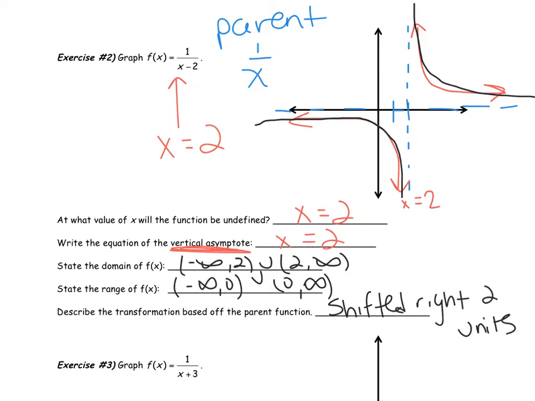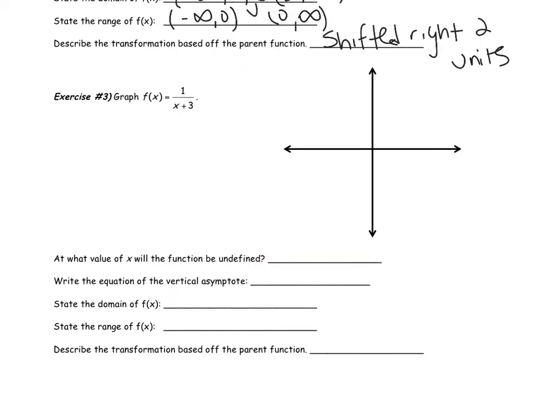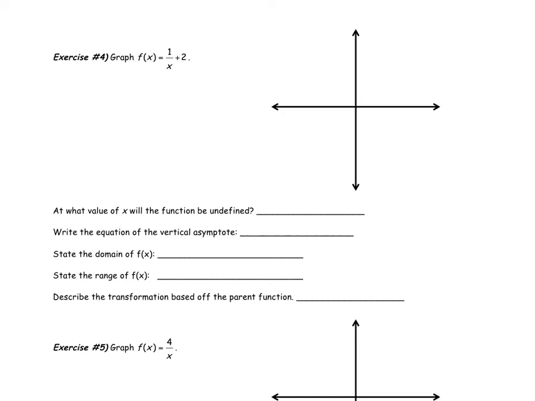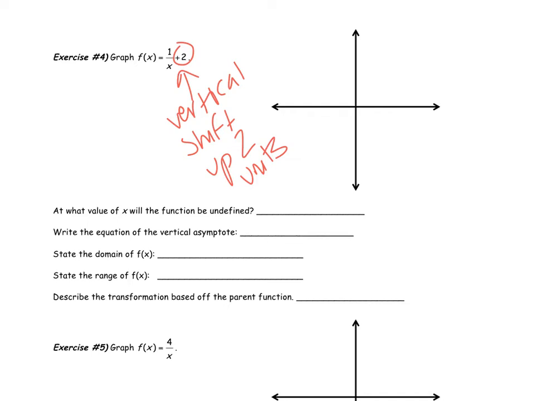All right, let's move on. I'm going to skip exercise 3 just because it's very similar to exercise 2. In exercise 3, now this is shifted to the left 3 units, and you'll still follow the same procedure as before. Okay, for exercise 4, the only difference here now is the plus 2 on the outside. So this means that we have a vertical shift by 2. Okay, so vertical shift up 2 units. Okay, so I'm going to quickly just sketch that in.